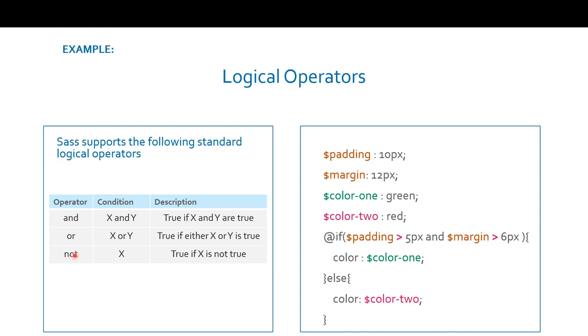So what it does is that it takes the result of a comparison operator and inverts that result. If X is the result of a comparison operator and X is true, then what NOT will do is invert it. It will change it to false. If it is false, NOT will change it to what? True. That is basically what we use the NOT operator to do. So true if X is not true. So that is basically it.